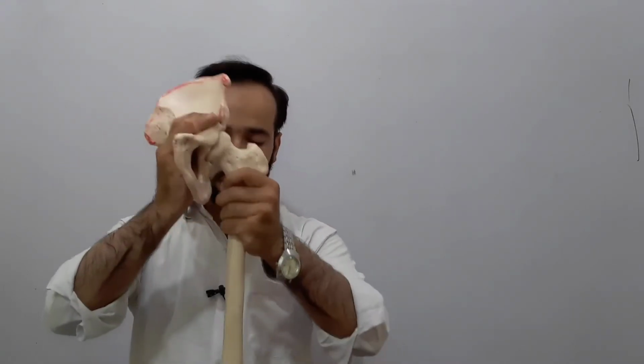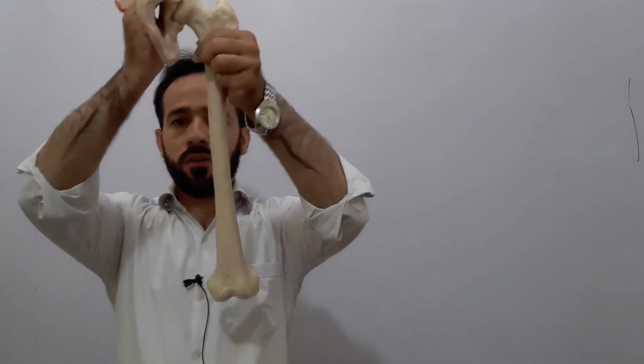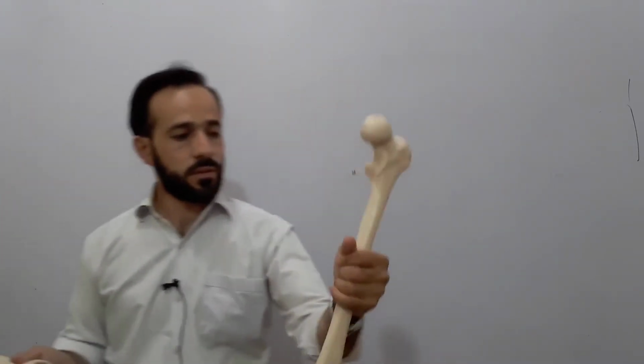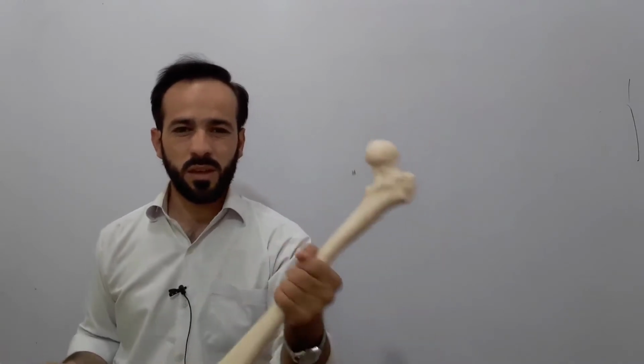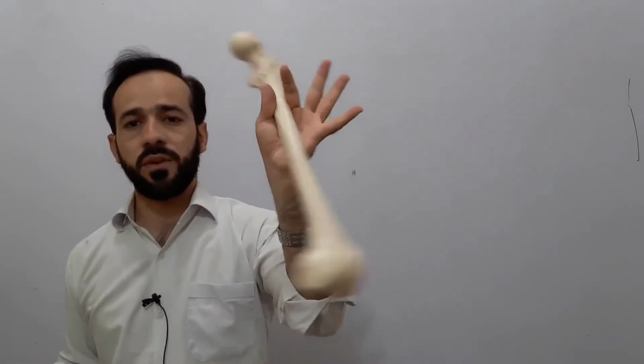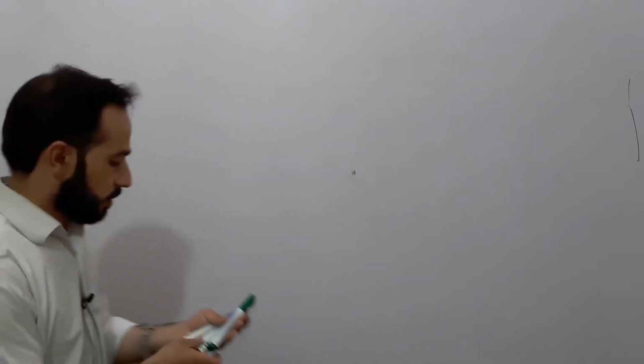As you can see here, I have the hip bone in my right hand and the femur in my left hand. In this lecture we are going to discuss the longest bone of the body, the heaviest bone, and we can also say the strongest bone of the human body, called the femur, or the thigh bone, or we can also call it the shin bone. So let us begin our lecture. We are talking about the femur.